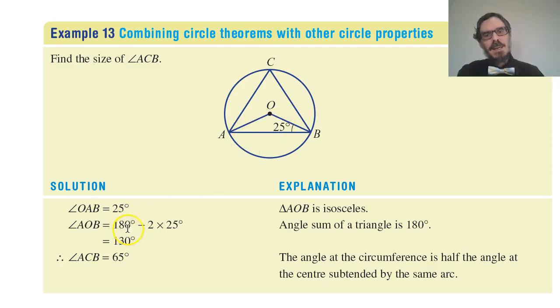If they're both 25, how big is the angle in the centre? Well, it's 180 minus two angles of 25. 180 minus 50 is 130. And if the angle in the centre is 130, then the angle at the circumference, subtended by the same arc, must be half of 130. So that's 65 degrees.